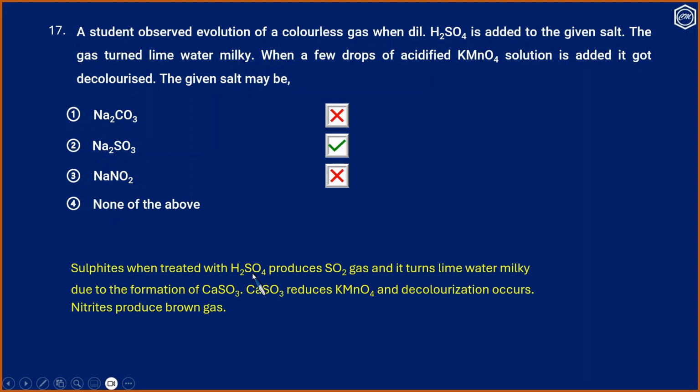Sulfites, when treated with dilute sulfuric acid, produce sulfur dioxide gas, and it turns lime water milky due to the formation of calcium sulfite. And calcium sulfite, CaSO3, reduces potassium permanganate and a decolorization occurs. Nitrites produce nitric oxide and nitrogen dioxide, but it is brown in color. So that is not the correct answer.